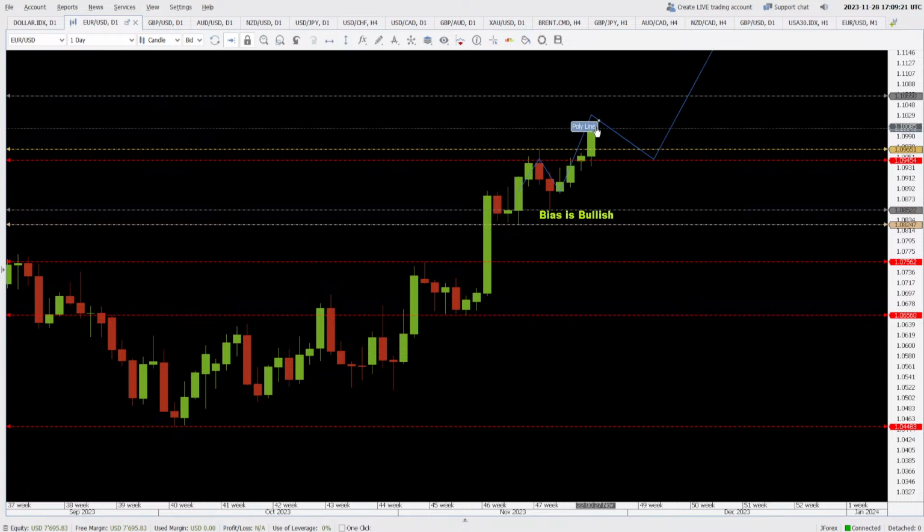So here again, once again, I am reiterating: 1.1065 is the resistance, and the support is lying around 1.0965.